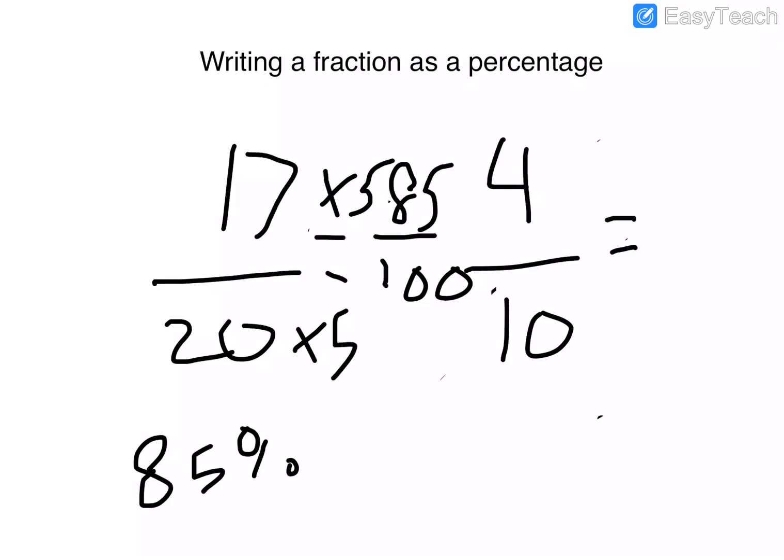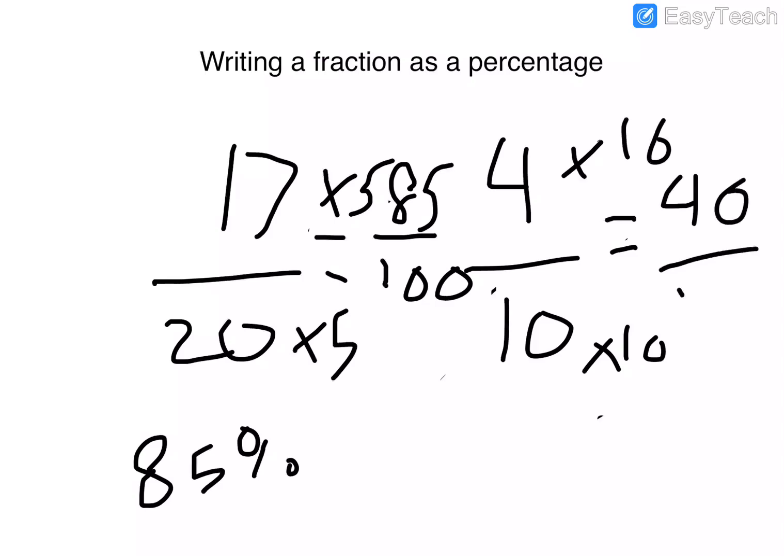And then with the 4/10, you can do the same. You times it by 10, and you do that to the top as well, and that equals 40 over 100, which also equals 40%.